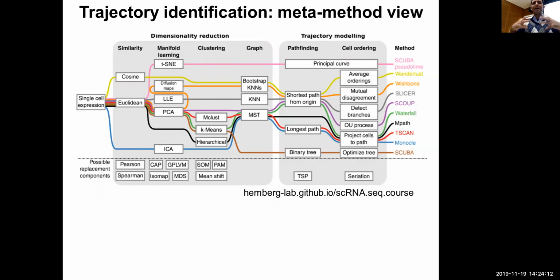And then this is a meta view of all of the steps that you could take in your single cell analysis. You start with single cell expression. You have some way of reducing the dimensionality through similarity, through manifold learning, clustering, or graph approaches. Some are using combinations of both of those. And then you can see kind of like a subway map going through different stations.